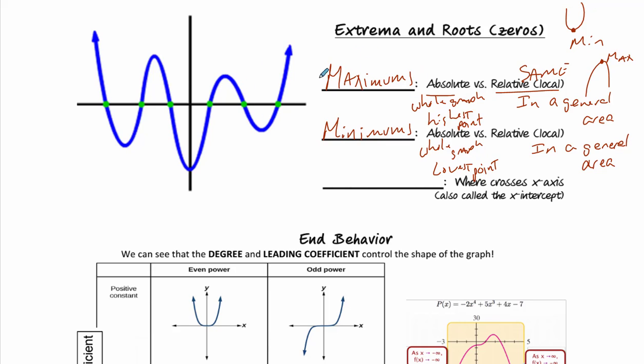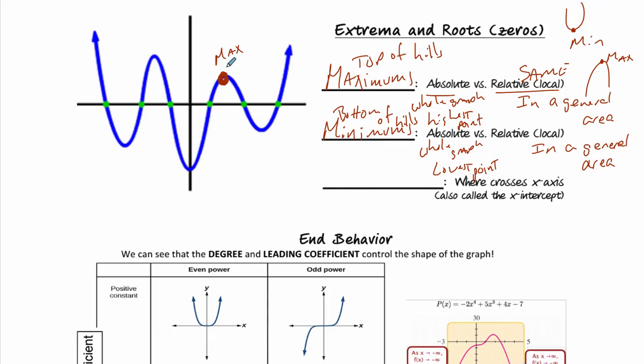So what I want to do is label all of these mins, maxes, absolutes, relatives, and stuff like that. If I look here, at the top of this hill, this is a maximum because it's up, right? It's at the top of a hill. So maximum means top of hills. And minimums, we can say bottom of hills or bottom of valleys. But whatever you want to do, as long as you get it correct and you understand what's going on.